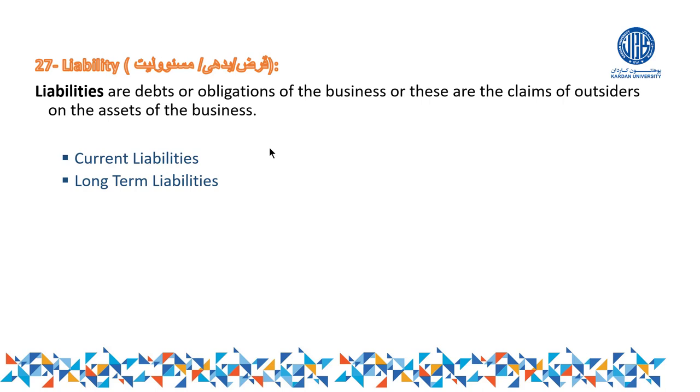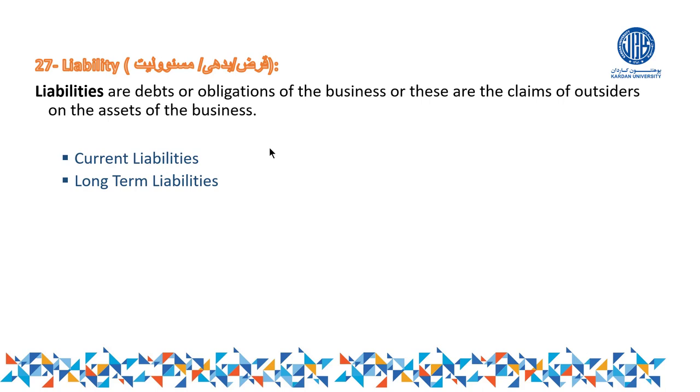Liability means debt, responsibility. Any amount that you have to pay to outsiders can be called what? Can be called liability. For example, it is time to pay rent, but rent is not paid yet. So the amount of rent to be paid in the future, you have to pay the rent. So that rent can be called what? Liability. You have taken a loan from the bank, but the amount is not paid yet.